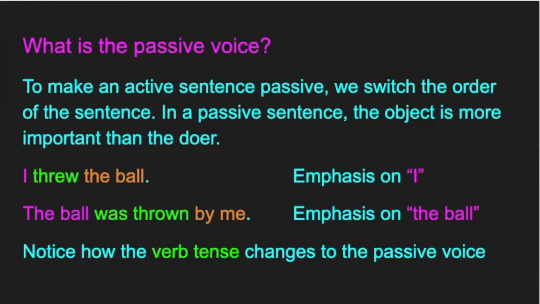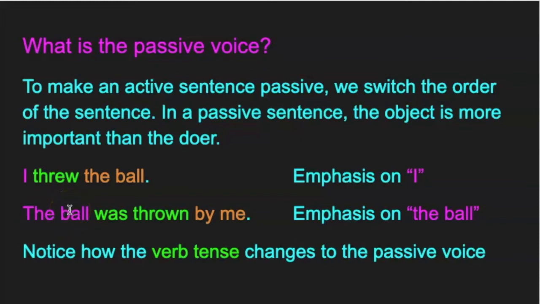To make an active sentence more passive, we switch the order of the sentence. In a passive sentence, the object is more important than the doer. So see in this first sentence, I threw the ball, the emphasis is on the I, and I am the doer. I threw the ball. In this sentence, the ball was thrown by me, the emphasis is on the ball.